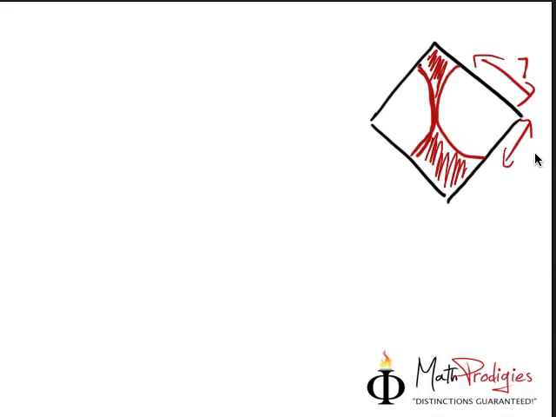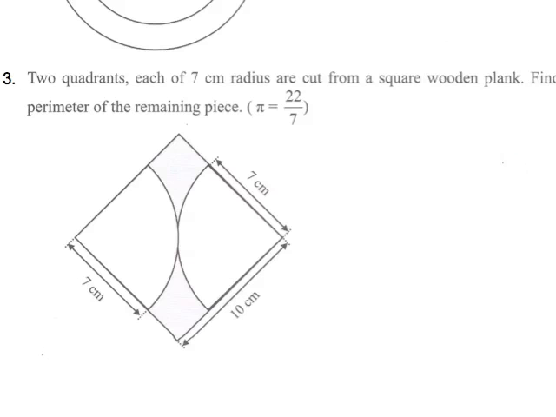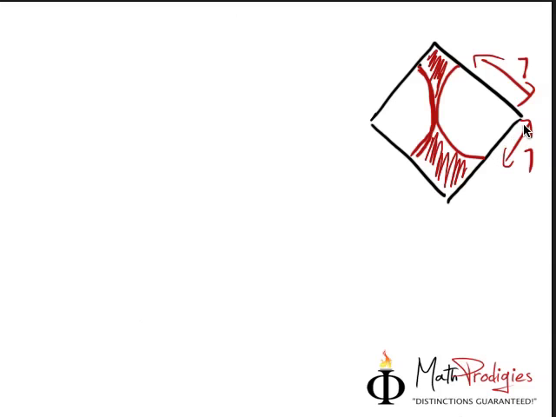What else did they give us? They give us another piece of information, I think. No, that's it. Oh, they said this whole thing is 10. If this whole thing is 10, that means this is 7, and this is 3 cm. Very simple.